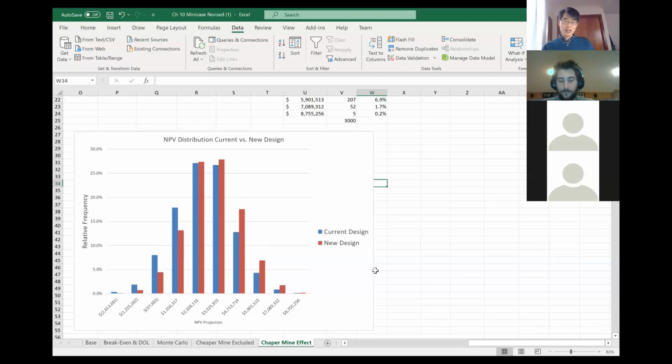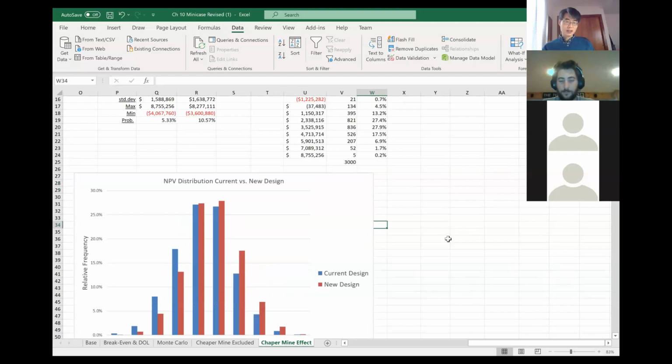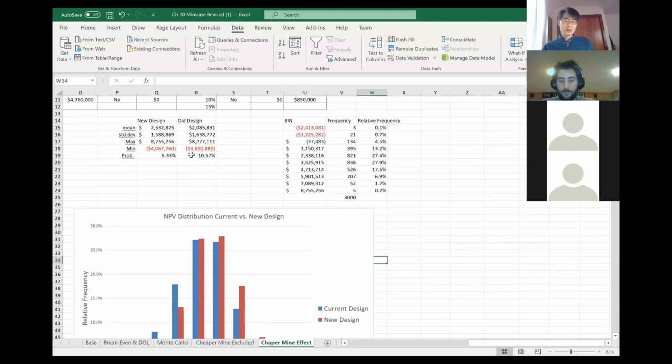But what you can actually see is that first, and I can show you the number. So this is the old design, the current design. And you can see that the mean net present value goes up, right? So the net present value will actually go up when you use the new design. In terms of the risk, it actually goes down, right? Because you eliminated the possibility of the cost overrun. And because of that, the probability for your net present value to be negative goes down from about 10% to 5 to 6%.